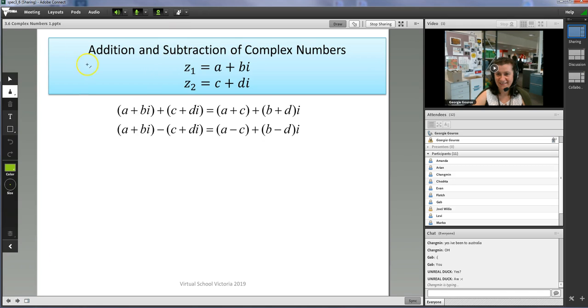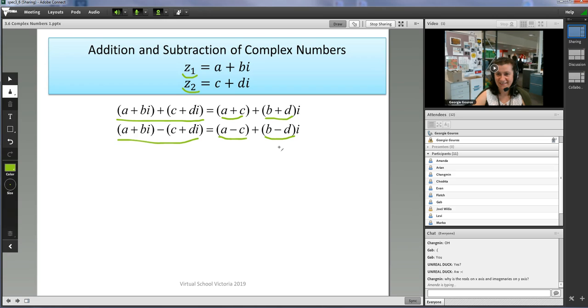Okay, so when we're adding and subtracting complex numbers, it's pretty easy. It's just treat it like an algebraic expression. You add like terms with like terms. You add the reals to the reals and the imaginaries to the imaginaries. So in this example, we have complex numbers z1 and z2 with different components. z1 is a plus bi, z2 is c plus di. When you add them together, you add the like with the like, the real with the real, and the imaginary with the imaginary. Same when you're doing subtraction. You subtract the real with the real and the imaginary with the imaginary.